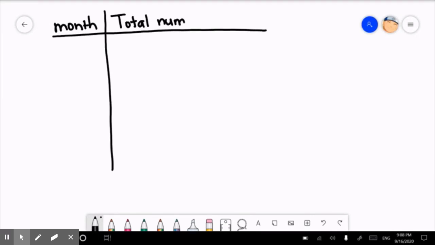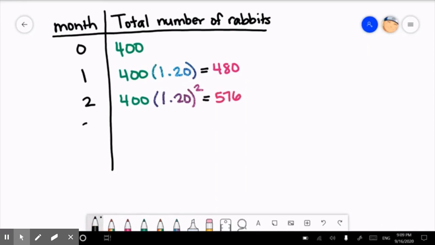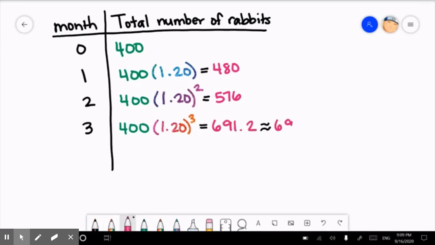So once again, I've got my months versus total number of rabbits. And I'm going to include those important components of that last table. As we move along, try to see if you notice any patterns. In our last table, this is actually 691.2. But since we're talking rabbits, I'm going to round.